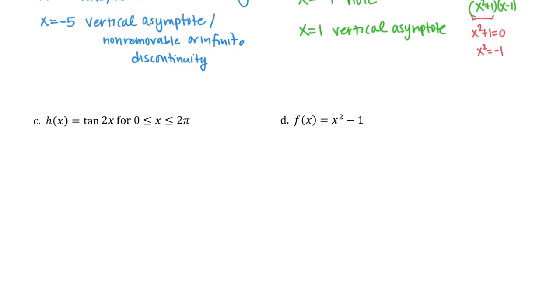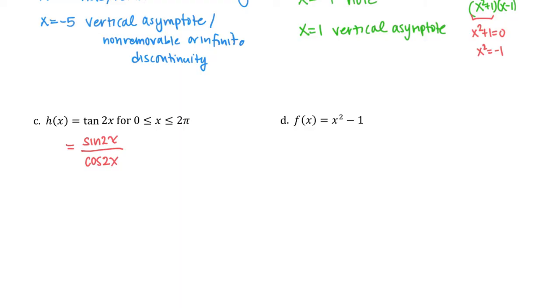Okay, let's look at 2 more. Okay, h of x equals the tangent of 2x for 0 is less than or equal to x is less than or equal to 2 pi. Okay, in my head, I know the tangent graph does have asymptotes, so there's going to be asymptotes. I'm going to rewrite the tangent of 2x as the sine of 2x over the cosine of 2x, so I can remember where the discontinuities are at.